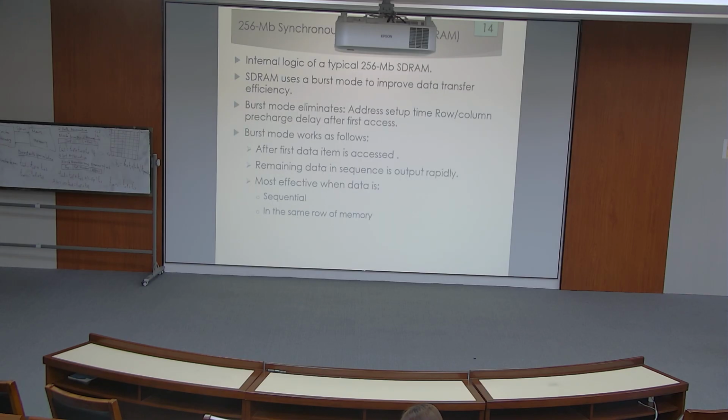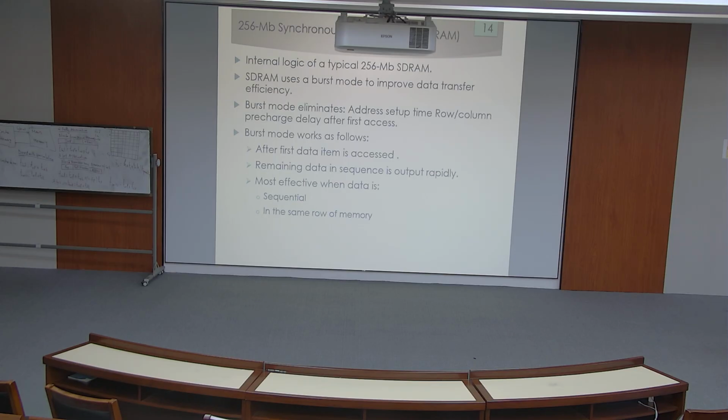Then we have here the internal logic of a typical 256 megabit synchronous DRAM, which uses a burst mode to improve the data transfer efficiency. We have the burst mode that is needed to eliminate the setup row and column precharge delay after the first access. So how does the burst mode work? It works as follows.